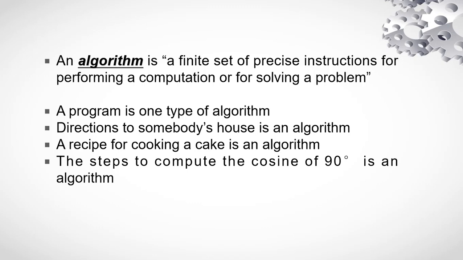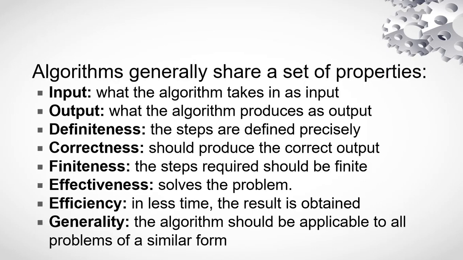Directions to somebody's house is also an algorithm. A recipe for cooking a cake is an algorithm. The steps to compute the cosine of 90 degrees is also an algorithm. So basically, when we say algorithm, it is just a sequence or series of steps, step-by-step procedures used for solving problems.